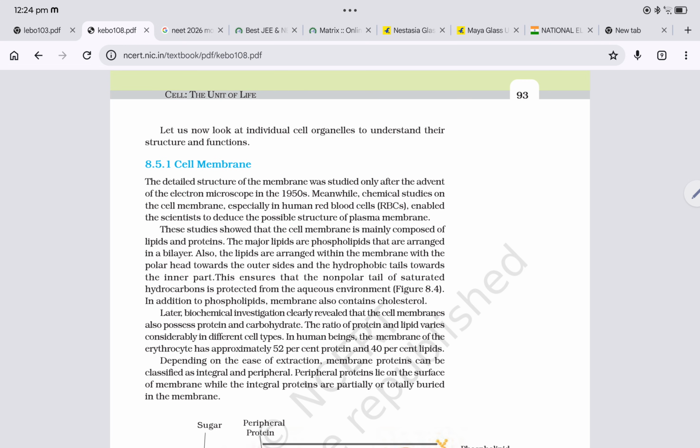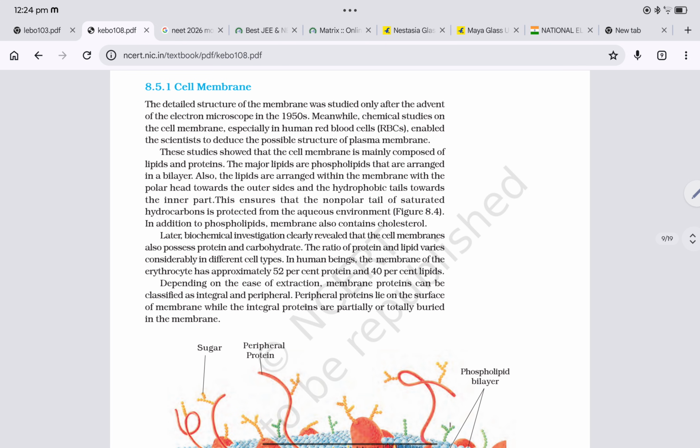8.5.1 Cell membrane. The detailed structure of the membrane was studied only after the advent of the electron microscope in the 1950s. Meanwhile, chemical studies on the cell membrane, especially in human red blood cells (RBCs), enabled scientists to deduce the possible structure of the plasma membrane. This study shows that the cell membrane is mainly composed of lipids and proteins. The major lipids are phospholipids that are arranged in a bilayer.